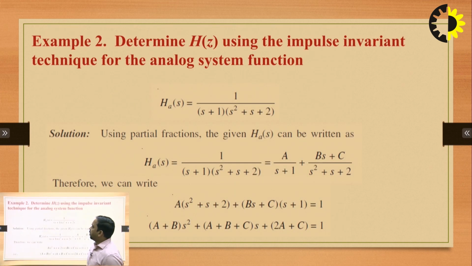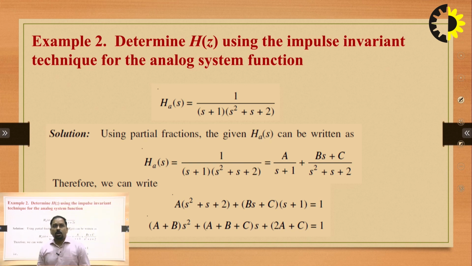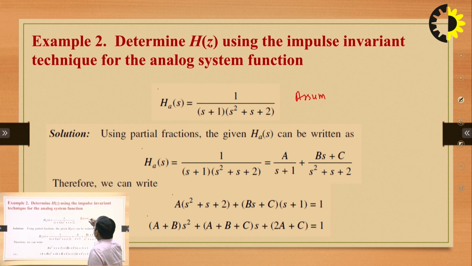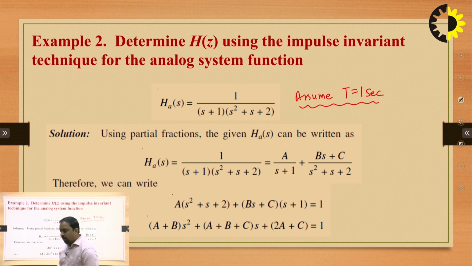Now we'll see one more complicated case over here where we have the analog filter transfer function given, and again we need to determine h of z using the impulse invariance transformation. Now there is a very key point over here: since we don't have the sampling interval mentioned, here we can assume capital T equal to 1 second. Now what are the steps?